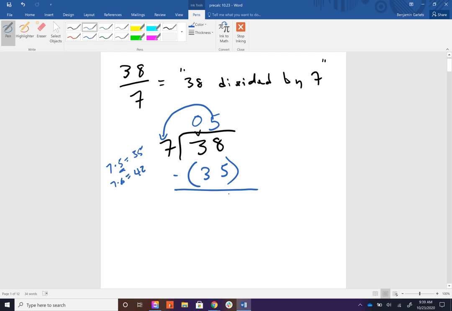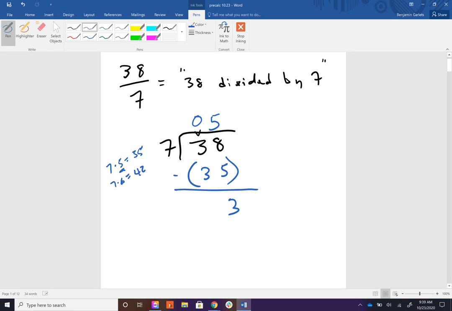And we're left with 3. 38 minus 35 gives us 3. And since we're left with 3, we call that our remainder because we already know 7 cannot go into 3. If we wanted to go into decimals, we could, but we have 3 that's left that's being divided by 7. So the way that it's written is our quotient is 5 and our remainder is 3.